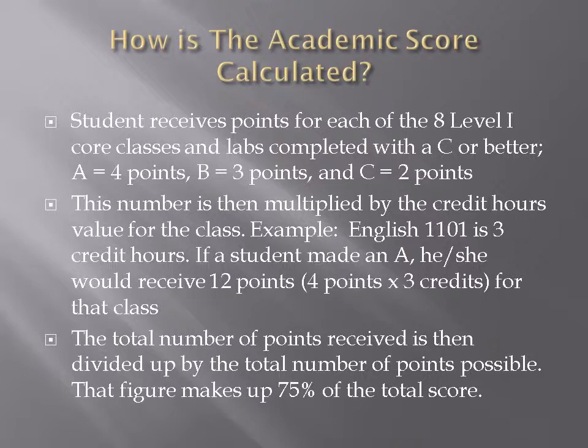For example, English 1101 is 3 credit hours. If a student made an A in this course, he or she would receive 12 points: 4 points for the A times 3 credit hours for that class. The total number of points received is then divided by the total number of points possible. That figure makes up 75% of the total score.